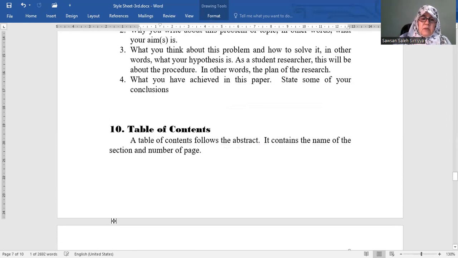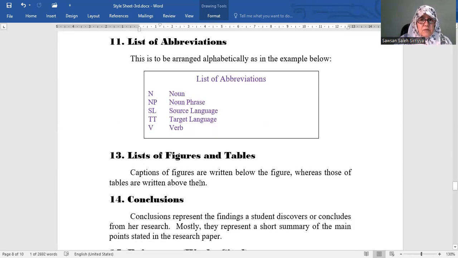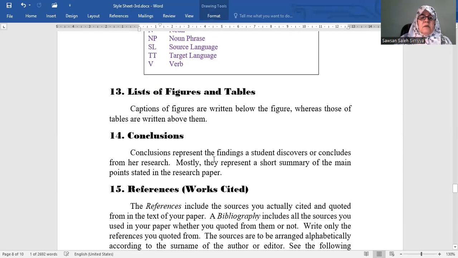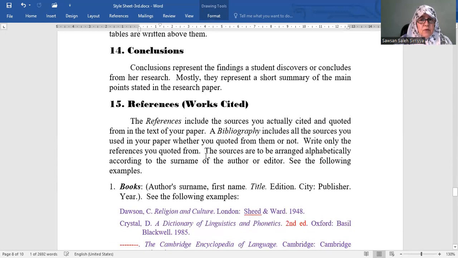The table of contents follows the abstract, then the list of abbreviations if needed. Usually those who write about grammar, those who write about translation may need a list of abbreviations. List of figures and tables. Captions of figures are written below, whereas those of tables are written above. Be careful about this. Then the conclusions, usually for you, they mostly represent a short summary of the main points stated in the research paper.